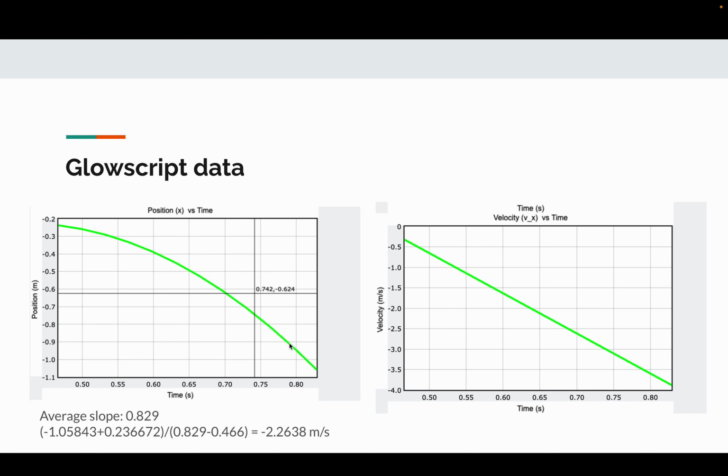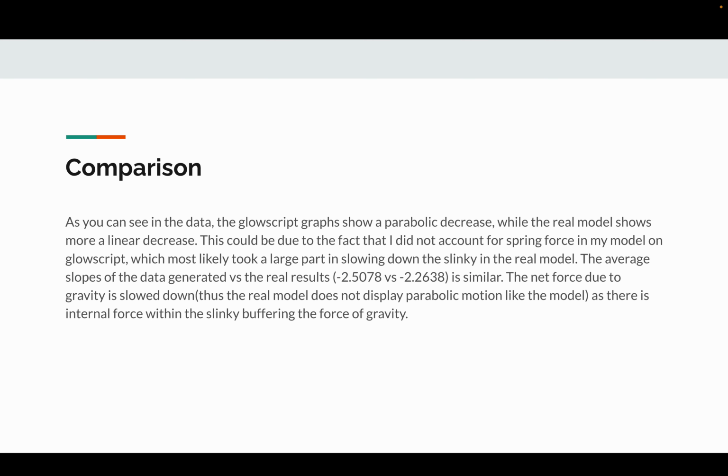This is the motion of the GlowScript data. They do have a very similar overall slope, which here is negative 2.2638. But you can see that this motion of position differs drastically from this motion of position, as this one only accounts for the linear acceleration, while the other has the spring force affecting the force of gravity, meaning that it moves irregularly, especially around this point in time, where it wouldn't move in a parabolic decreasing motion. And this is just the velocity graph, again, to show that acceleration is uniform, unlike the actual position data. Like before, the GlowScript shows a parabolic decrease, and the real model shows more of a linear decrease.